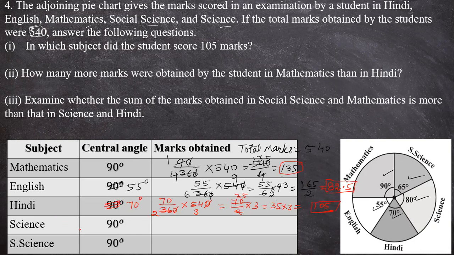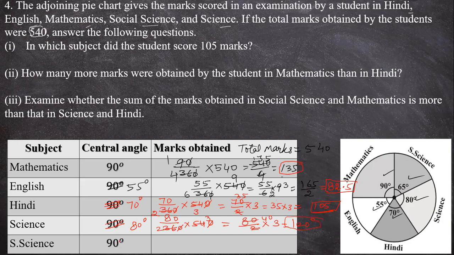Now let's calculate for science. Science, how many degrees? 80 degrees, not 90 degrees. Fine. Now 80 upon total angle 360 into 540. Now 0 to 0 cancel out. 18 twos are 36, 18 threes are 54. So it is 80 upon 2 into 3. Now further it can be simplified. 2 ones are 2, 2 forties are 80. So 40 threes are 120. So this is 120 marks.